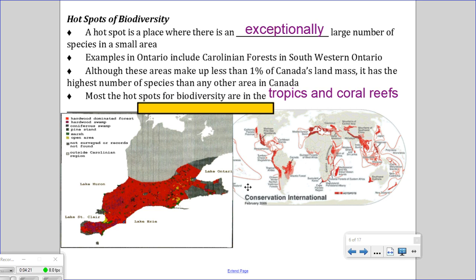Most hotspots for biodiversity are in the tropics and coral reefs. And so this map here just shows where we find other hotspots for biodiversity in the world. So, one big area is in the rainforest, and then other locations include parts of Africa and Asia as well.